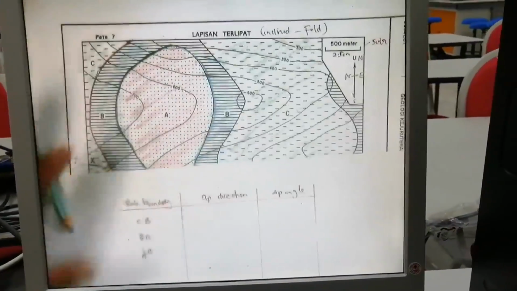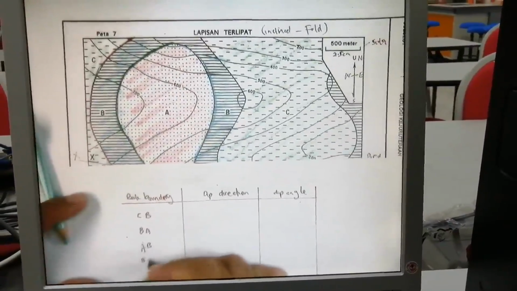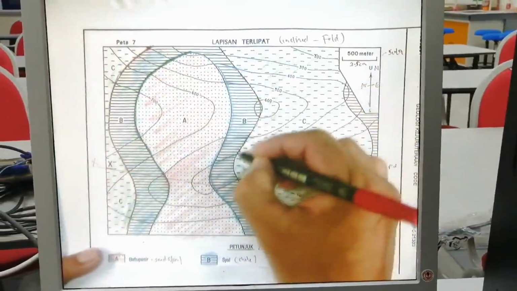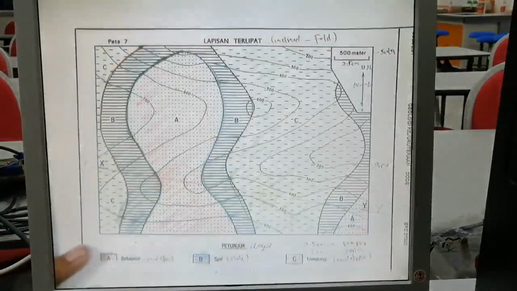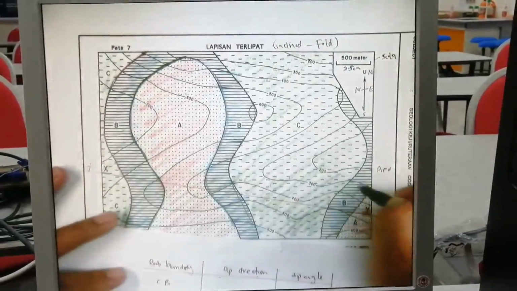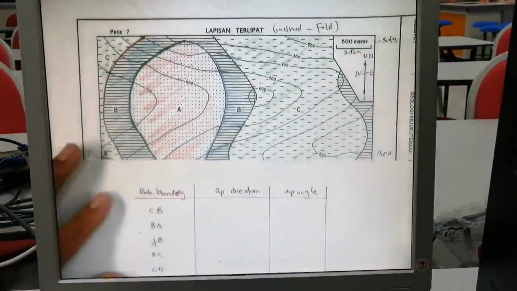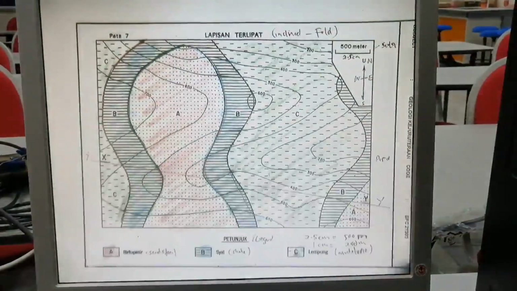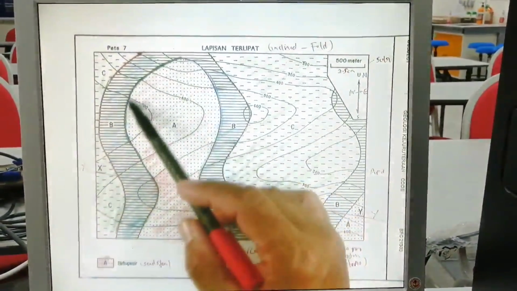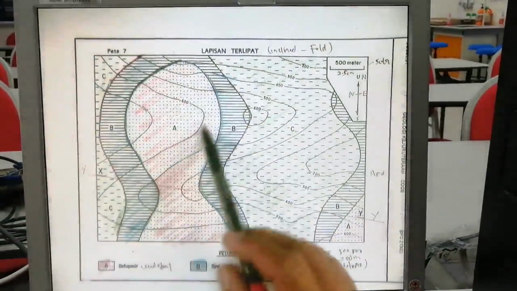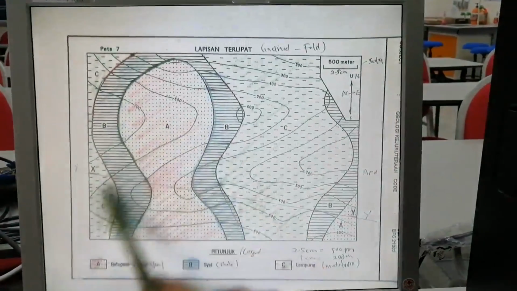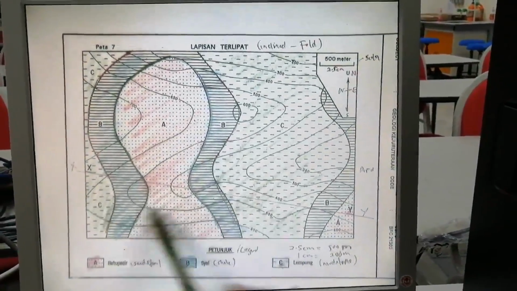BC is here, a rock boundary, and then CB is here. CB and BA. Before that, these are the rock boundaries. What's that? This is the contour. 700 is the contour here, 600 here, 500.